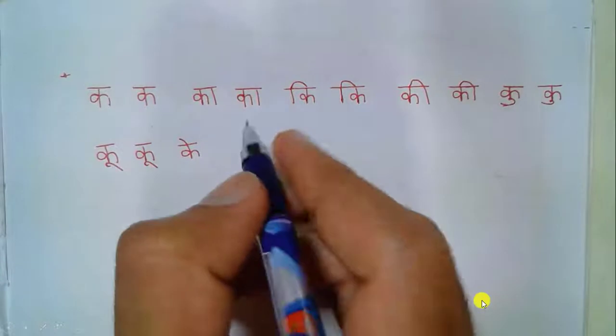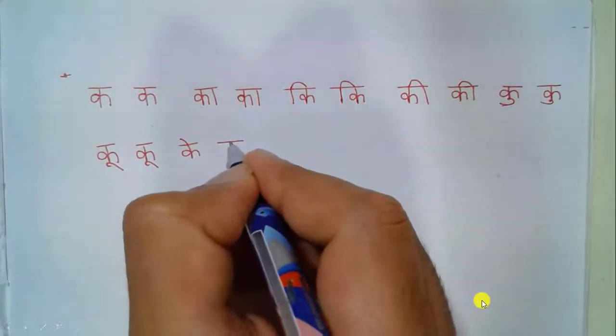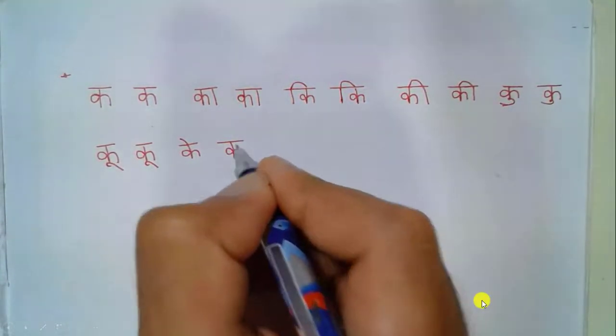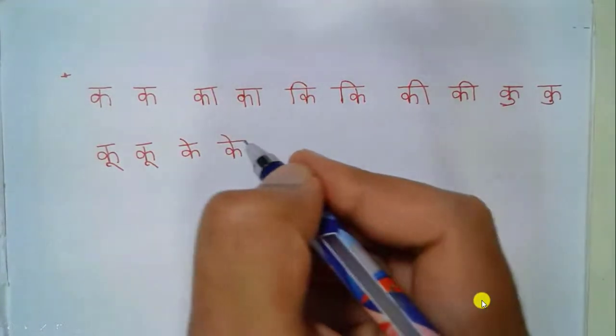Like this. K and a curved line above it. That is k.